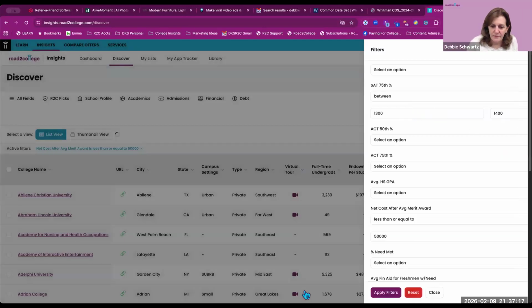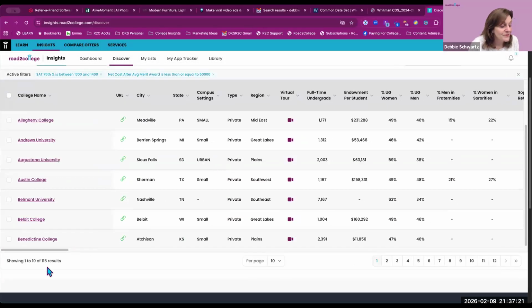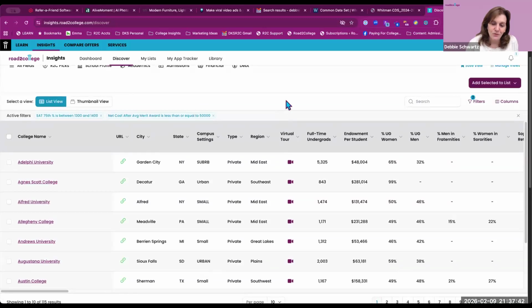Okay, and now let's see what that drops to. Oh, there's the big drop. Now, all of a sudden, there are 115 colleges that have a net cost of $50,000 or below, and where my student is in the 75th percentile, at least according to their SAT score. Now I want to search or look at these colleges a little bit more, so I want to look at their merit scholarship information.